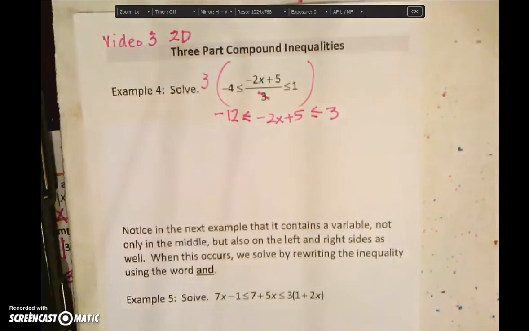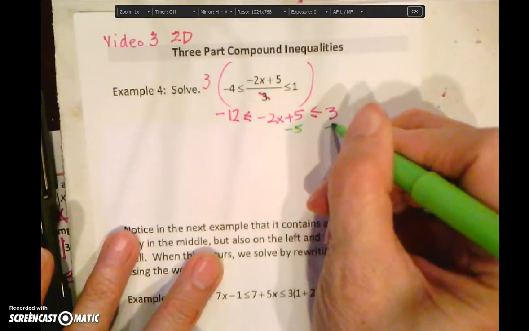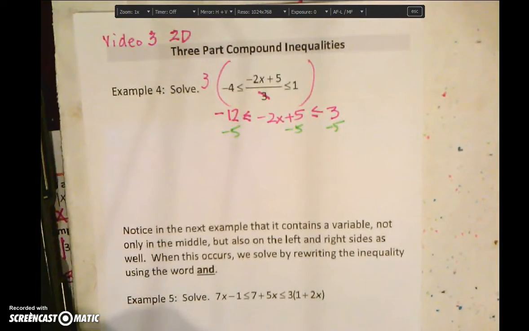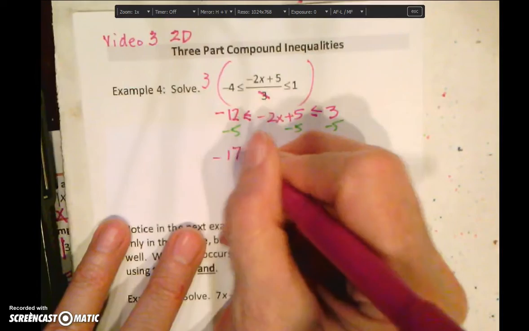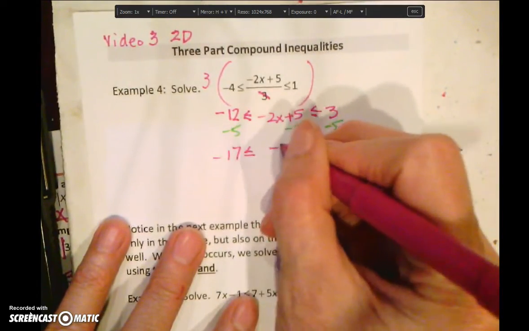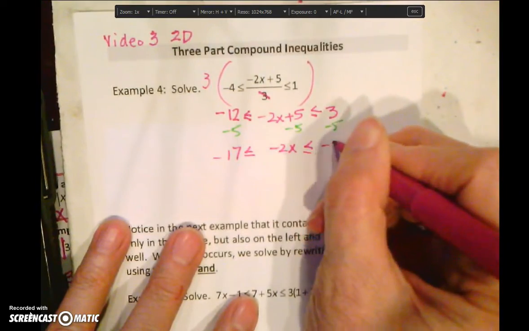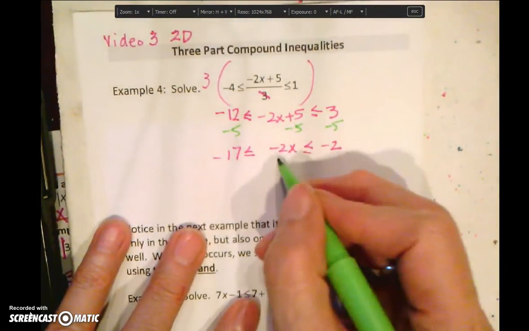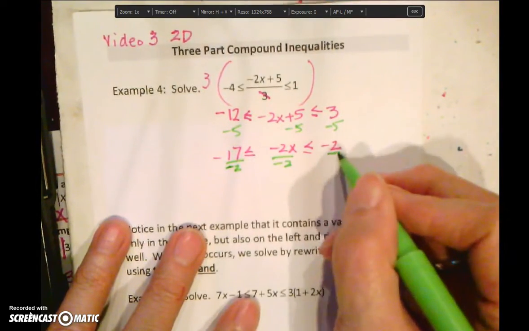Then I'm going to need to come back, and the next thing I need to do is to subtract the 5 from all 3 sections. And that's going to give me -17 is less than or equal to -2x is less than or equal to -2. I'm going to divide by -2 in all the sections.